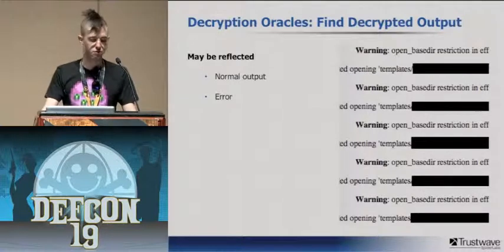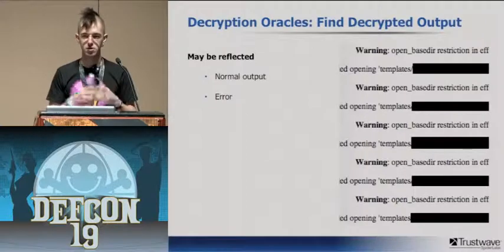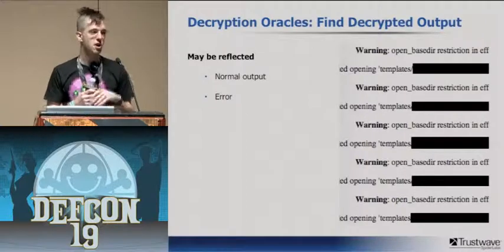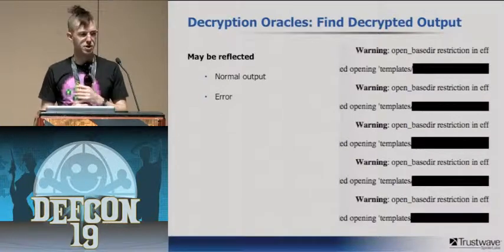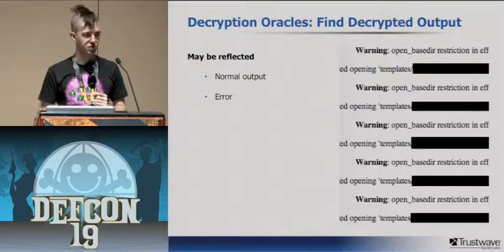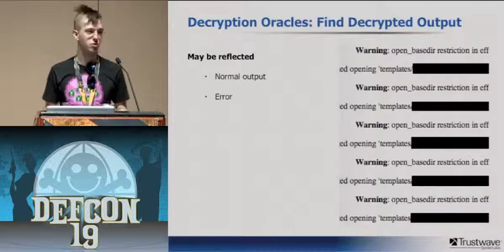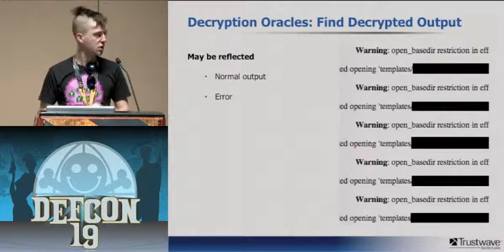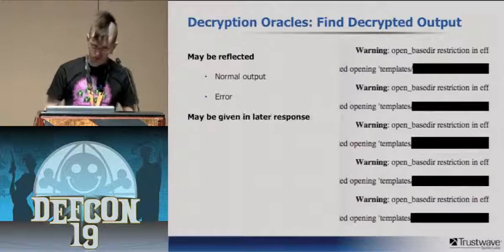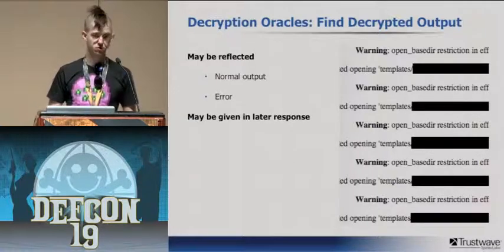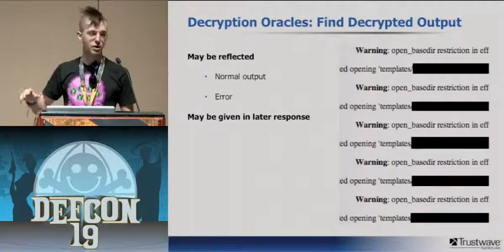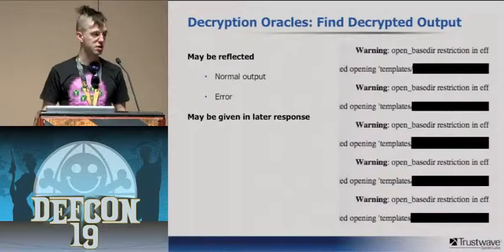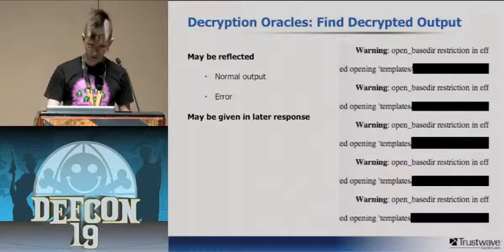There's a lot of systems where the data might be processed, but it's never going to be given to the user, which is probably the proper way to do things. But some errors will leak information. I'm sure many of you are aware of that fact, but this is also important in the context of oracles. So it might be given in a later response. Your data might be processed and then put somewhere where it's not going to be given back to you immediately. You need to find it somewhere else.